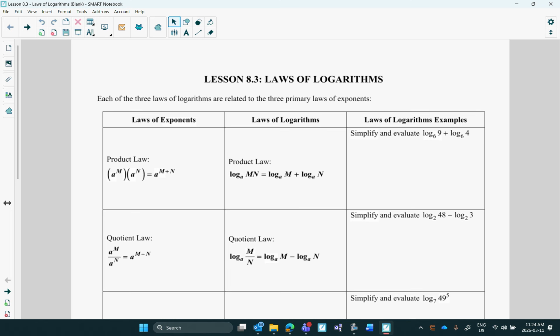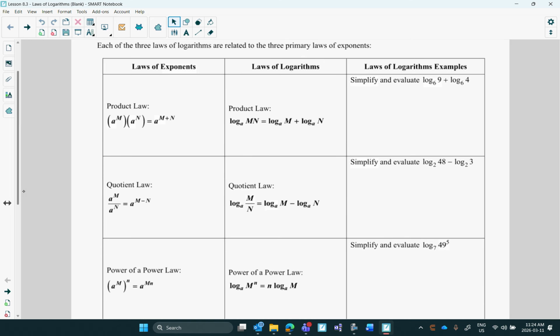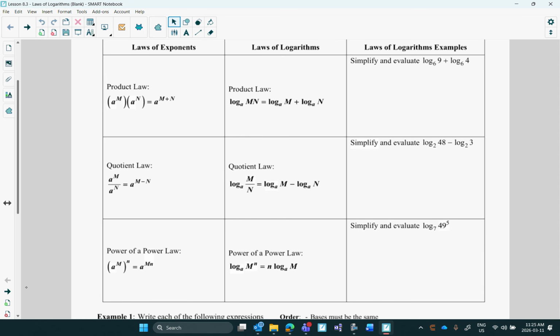So remember, logs are related to exponents. They are the inverse. Okay? And way back in grade 9, we learned 3 exponent laws. The product law: when you multiply 2 powers, base stays the same, add the exponents. The quotient law or division law: when you divide 2 powers, base stays the same, you subtract the exponents. And power of a power: when you raise 1 power to another, base stays the same, multiply the exponents.